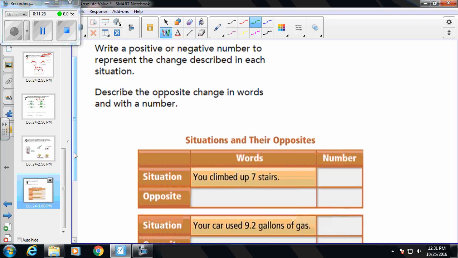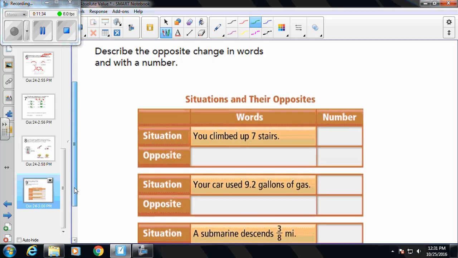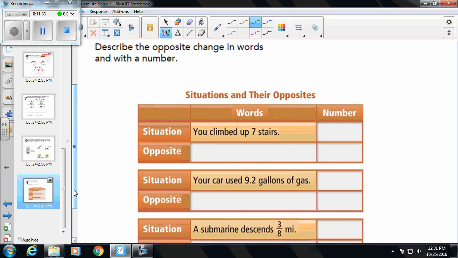Write a positive or negative number to represent the change described in each situation. Describe the opposite change in words with a number. So, let's look at this here. We climb up 7 stairs. That's a positive 7. The opposite would be a negative 7. What's the opposite of climbing up 7 stairs? Descending 7 stairs. Or going down 7 stairs.